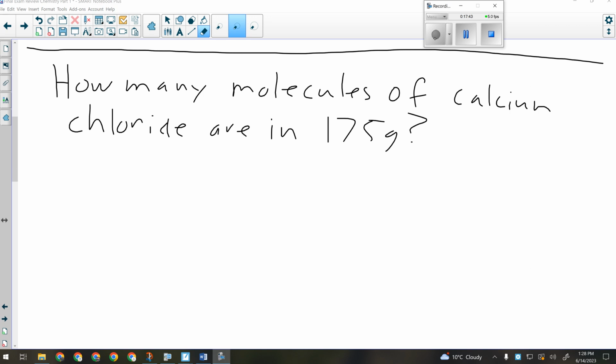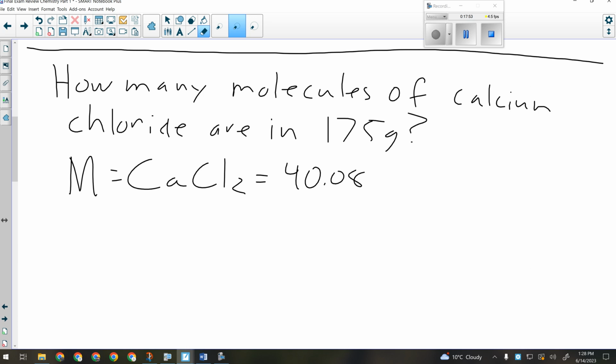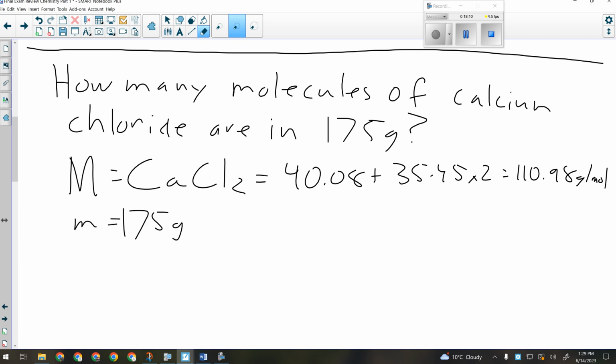Okay, so we're looking for the number of molecules of calcium chloride. So big M, CaCl2. This is a +2, that's a -1. So that's going to be 40.08 plus 35.45 times 2, which is 110.98 grams per mole. You can check my math, I'm pretty sure it's right. And we're looking at a mass of 175 grams.